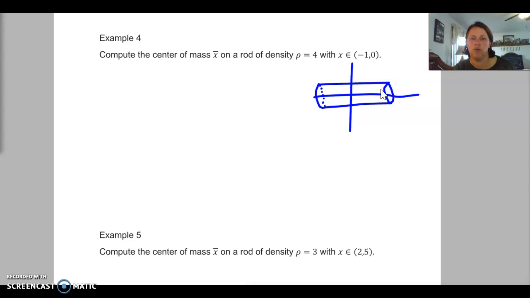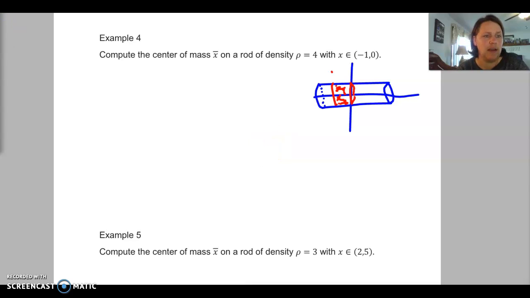And the position that we want to find the center of mass for is just from -1 to 0. So we just want to take this section of the bar and find the mass density, or the center of mass, for that section.